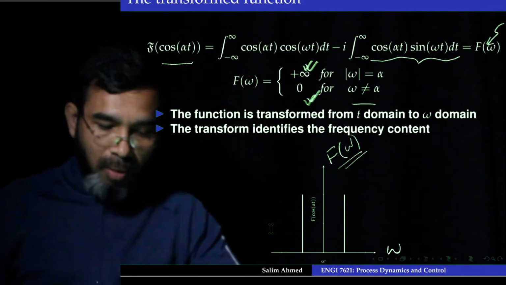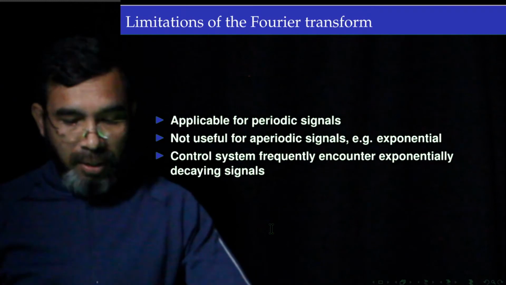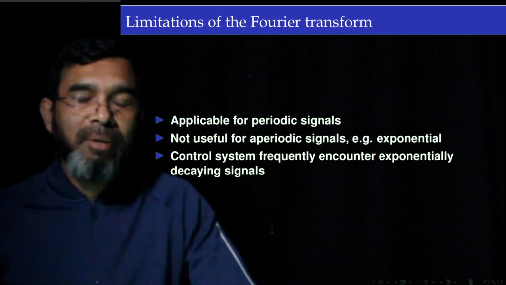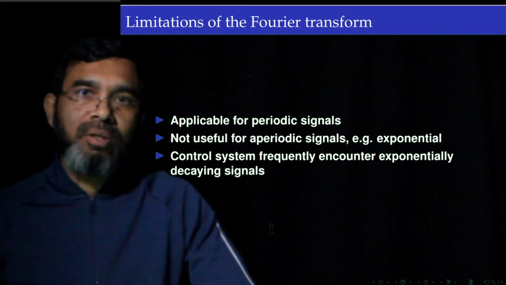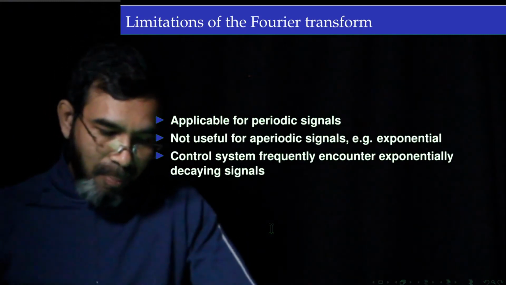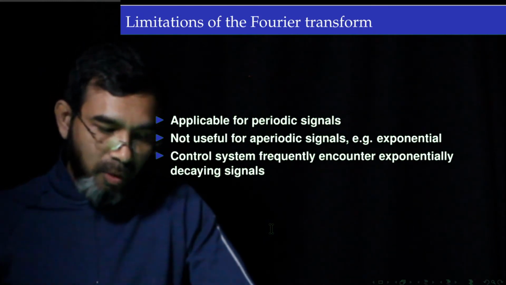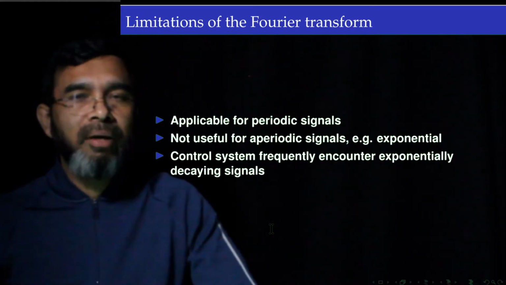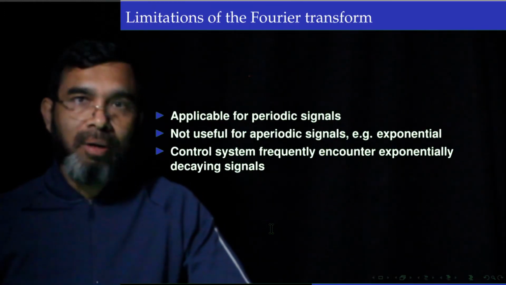Okay, now what are the limitations of this Fourier transform? It's applicable for periodic signals, meaning that to capture the frequency, the function has to have a frequency. So it should be a periodic signal, and it's not useful for signals which are not periodic. Consider an exponential signal. Control signals are often a combination of periodic and exponential signals. So that's the limitation of the Fourier integral, that you cannot really use it for many control signals.